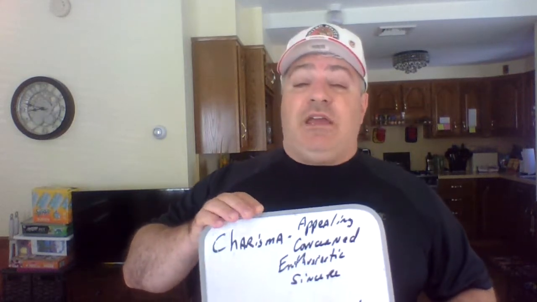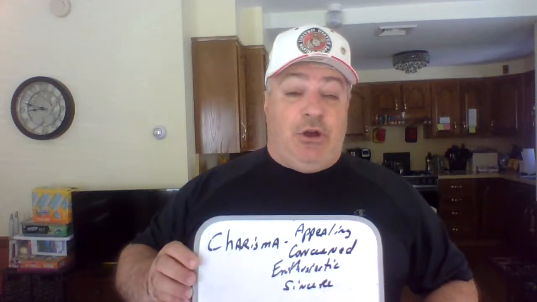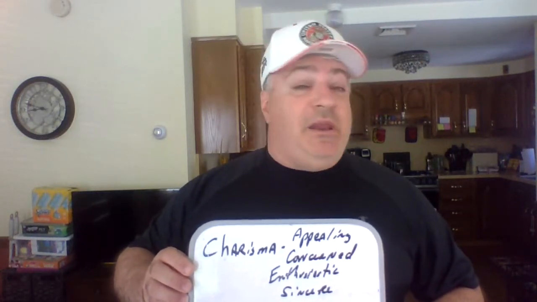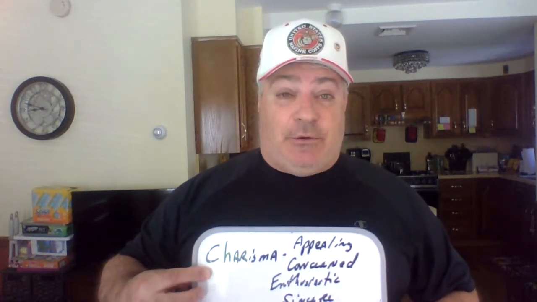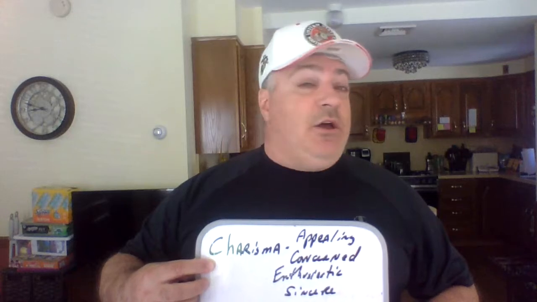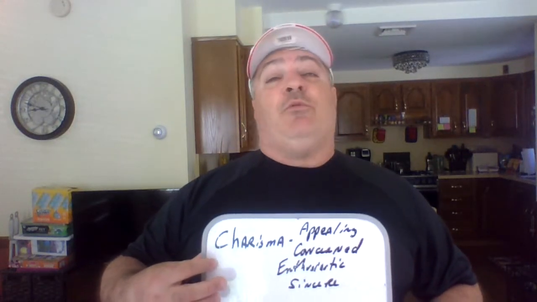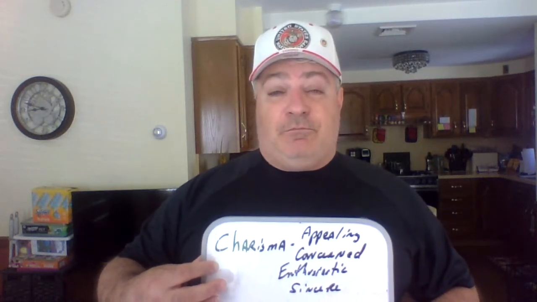Now, there are 4 key terms that go with charisma: appealing, concern, enthusiastic, and sincere. It's 1, 2, 3, or a combination of all 4 that helps make for a charismatic speaker. And it's no mistake that if you take out the I, the S, and that last A, you get the word charm. Because a charismatic speaker will charm the hell out of you.